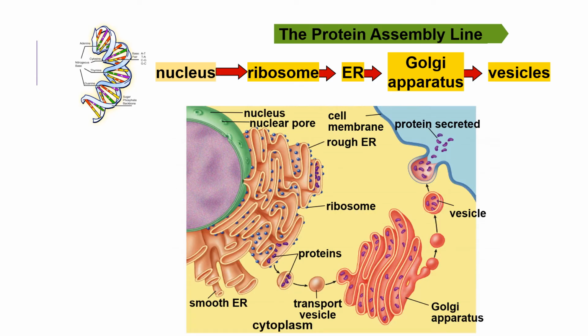So the protein assembly line starts in the nucleus with the DNA. That's the blueprint. The DNA needs to find a ribosome either on the rough ER or in the cytoplasm itself. Then it needs to make the protein, go to the Golgi apparatus to be packaged properly. Then the Golgi creates these little transport vesicles, and that allows the protein to either leave the cell or go where it needs to go in the end.